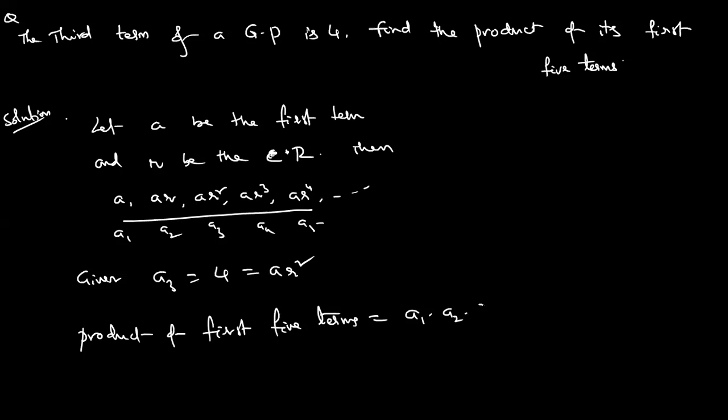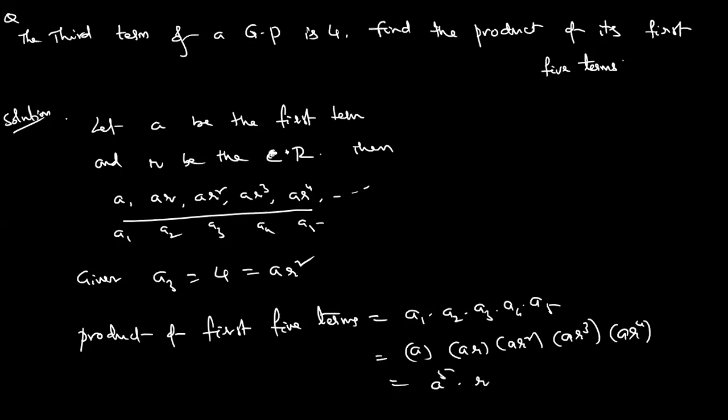A1, A2, A3, A4, A5. Tell me what is A1? A. What is A2? AR. AR square. A into R power 4. So what is the case now? A into A power 5. What about R? R into R square and R cube and R power 4. 1 plus 2 plus 3 plus 4, how much? 10. So this part I can write as A into R square power 5.